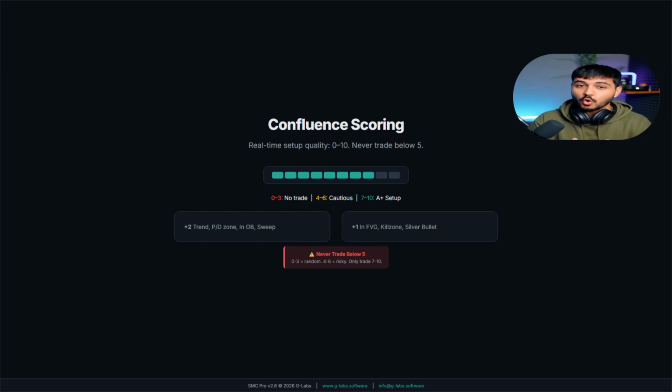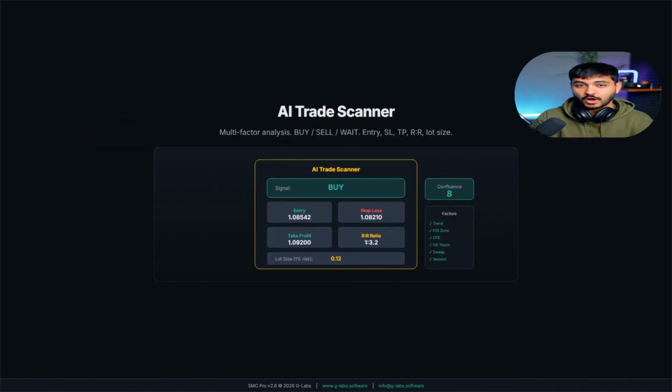0 to 3 means no trade. 4 to 6 means cautious. 7 to 10 means high probability setup. Never trade below 5. Click AI Scan to run the trade scanner. It analyzes trend, premium discount position, OTE zone, nearest order block or FVG, recent sweeps, and session time. It outputs buy, sell, or wait. Confluence of 5 or more triggers a signal. The panel shows entry, stop loss, take profit, risk-reward ratio, and auto-calculated lot size based on your risk percent.